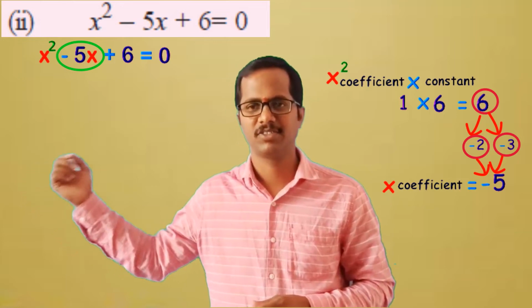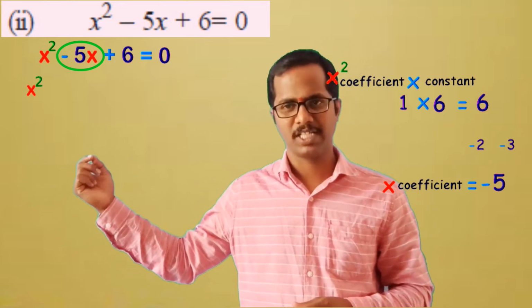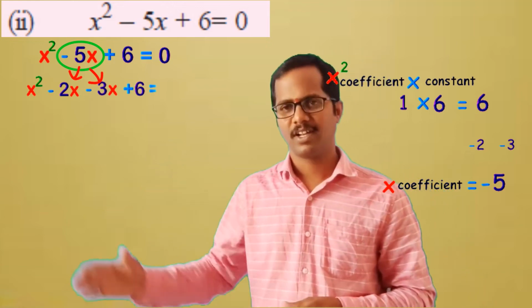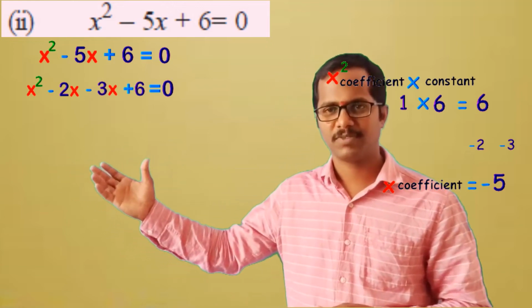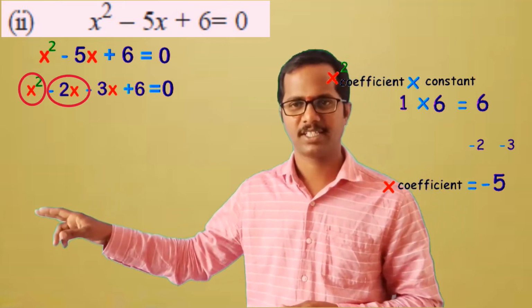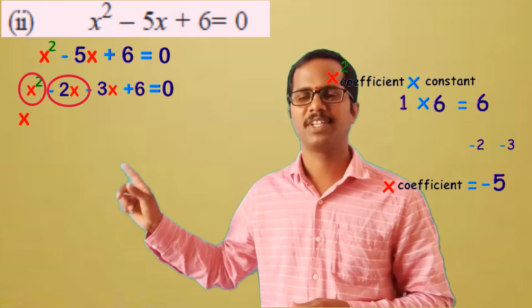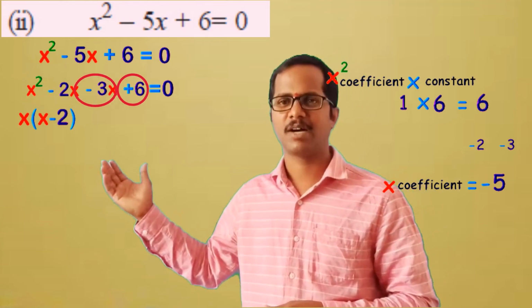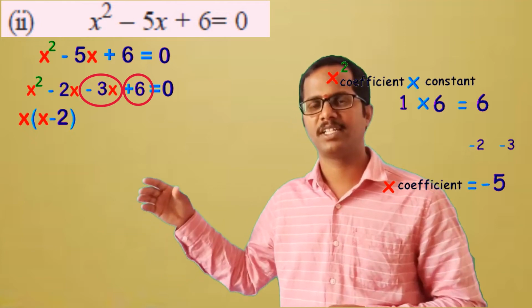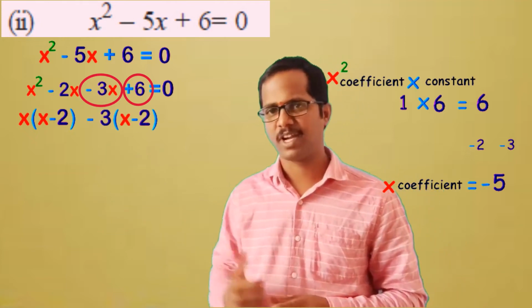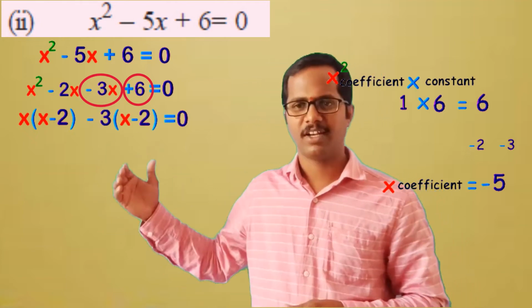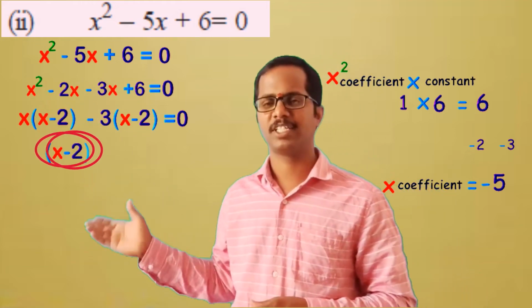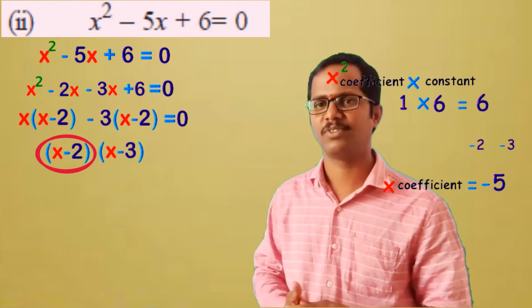Now using minus 2 and minus 3, we can split the middle term minus 5x. So we can write x square minus 5x plus 6 as x square minus 2x minus 3x plus 6 equals 0. Now in the first two terms we have x as common. By taking x as common out, we get x into, in bracket we get x minus 2, and in the next two terms we have minus 3 as common out. By taking minus 3 as common out, we get x minus 2 in bracket, which equals 0. Now again we can take out x minus 2 as common. By taking x minus 2 as common out, we get x minus 3 into x minus 2 equals 0.